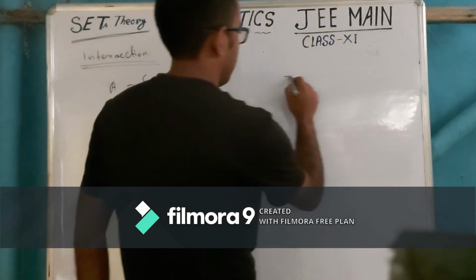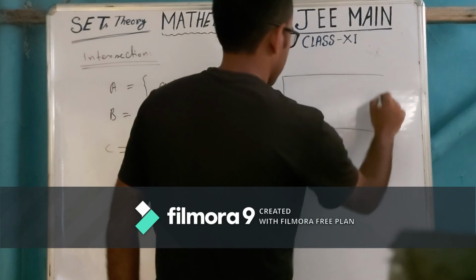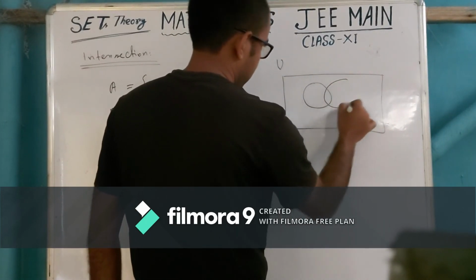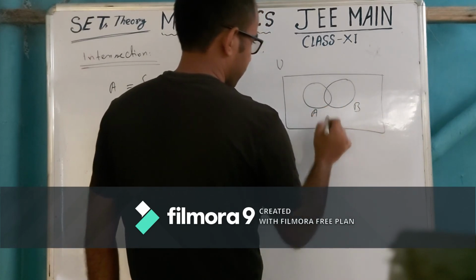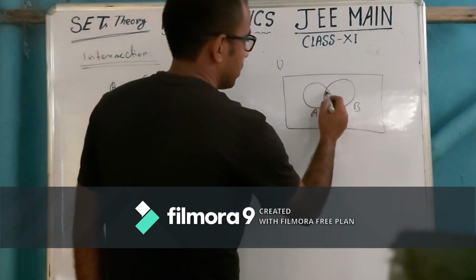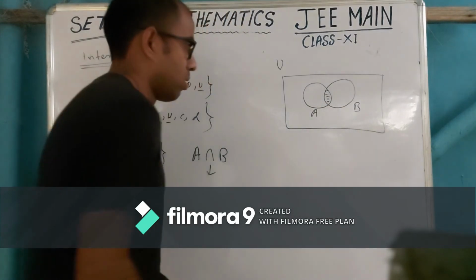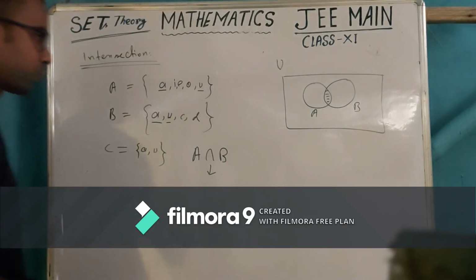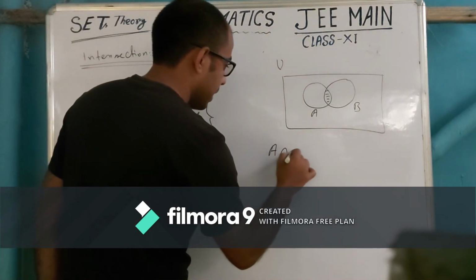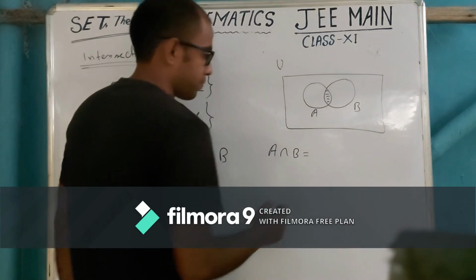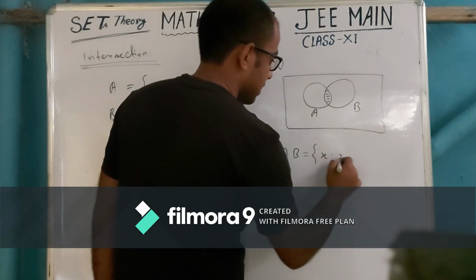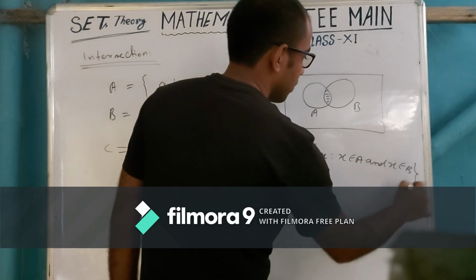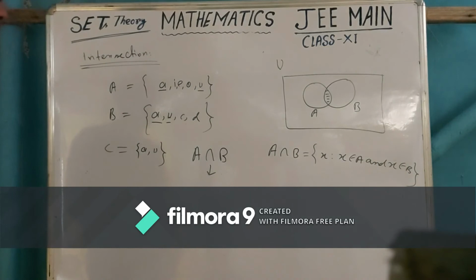Now, this is the universal set. We consider the set A, and this is B, with the common element. So this portion is the common area of these two sets A and B. So we can write A intersection B is equal to {x such that x belongs to A and x belongs to B}. So the definition.